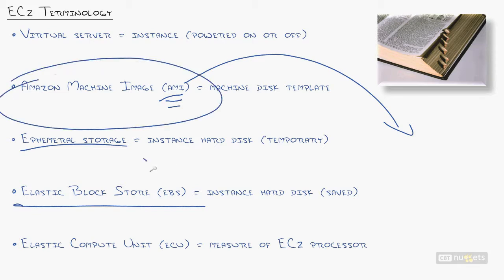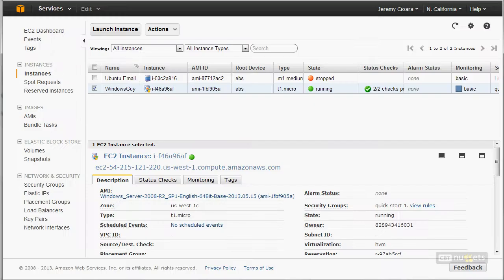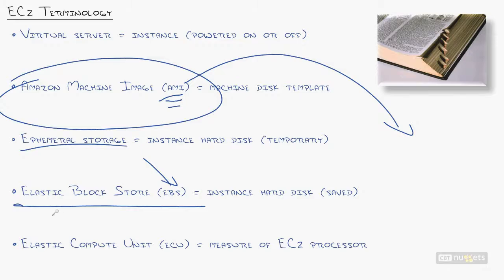But EBS, which you can see right here, is what I'm using for both my Ubuntu email server and my Windows Guy instance. EBS stands for Elastic Block Store. These are real instance hard disks that are saved. So, first off, they are typically slower than ephemeral storage because they're running over a network. When you architect a data center, a lot of times you'll have your servers running right here.